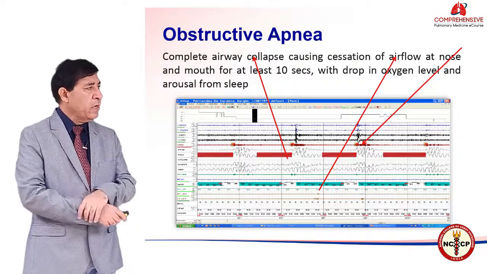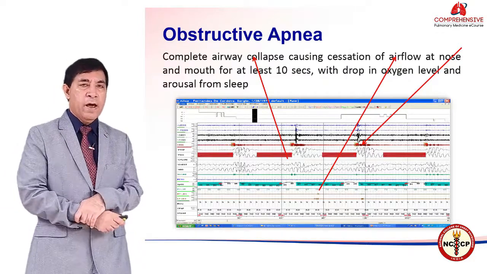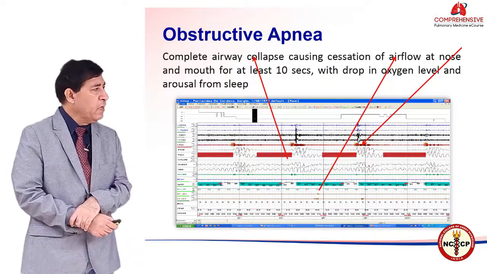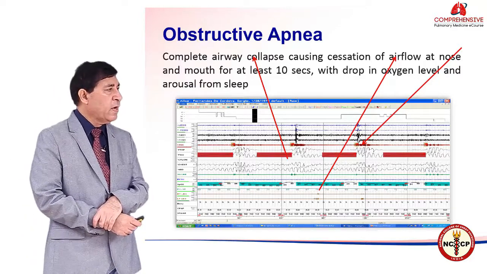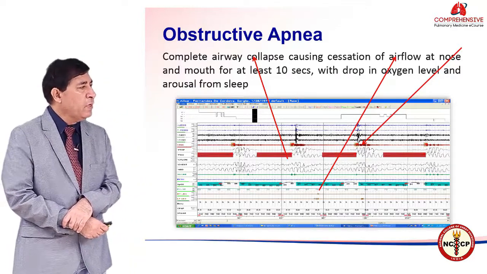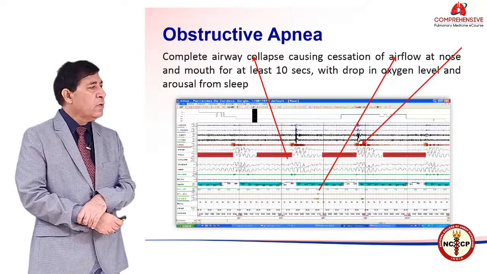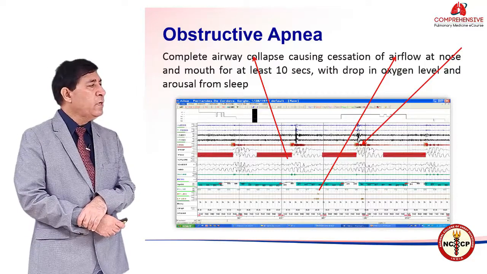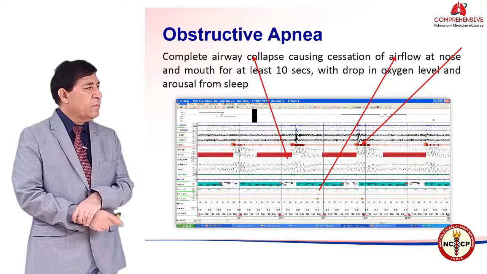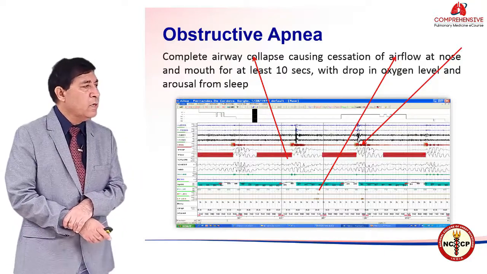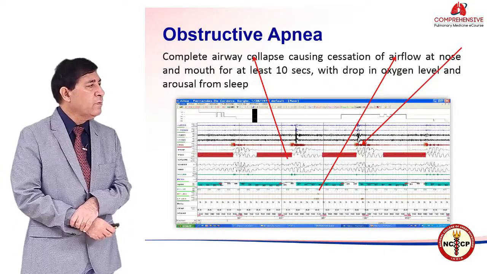So, if you see here in this polysomnogram, you can very clearly see where you have the red bars that there is a complete cessation of flow, and then this is terminated by arousal, and then the patient breathes for some time and again there is no flow and then there is an arousal.